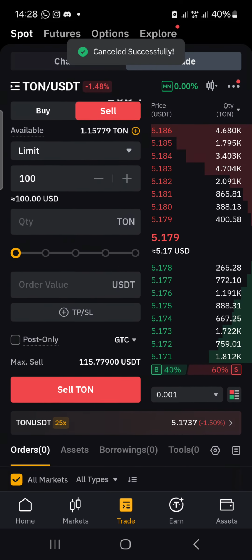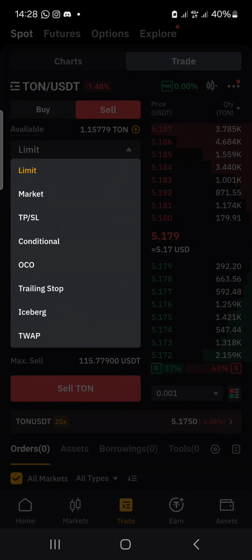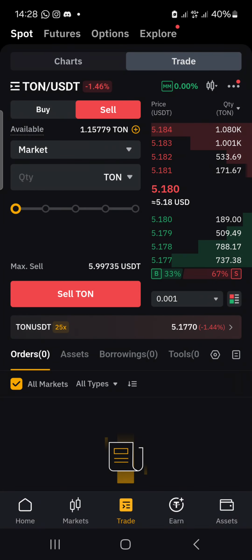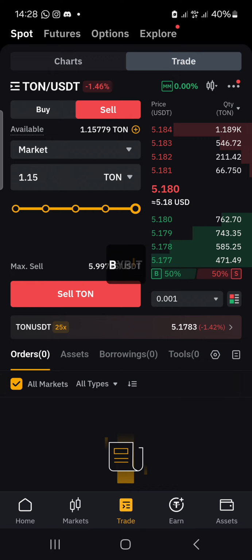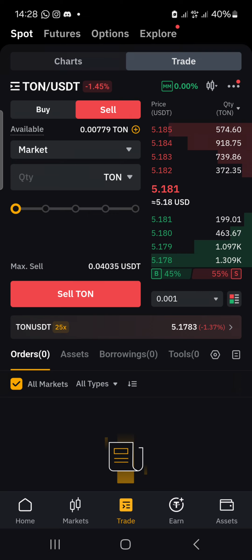Now let me sell off the TON above because I don't want to hold it. This is just for demo sake. We need to switch back to market because I want to sell right away. So switch this to 100%. I want to sell off everything I have. Sell, confirm, sell again, boom, we've sold off. So this is how to trade on ByBit, guys.